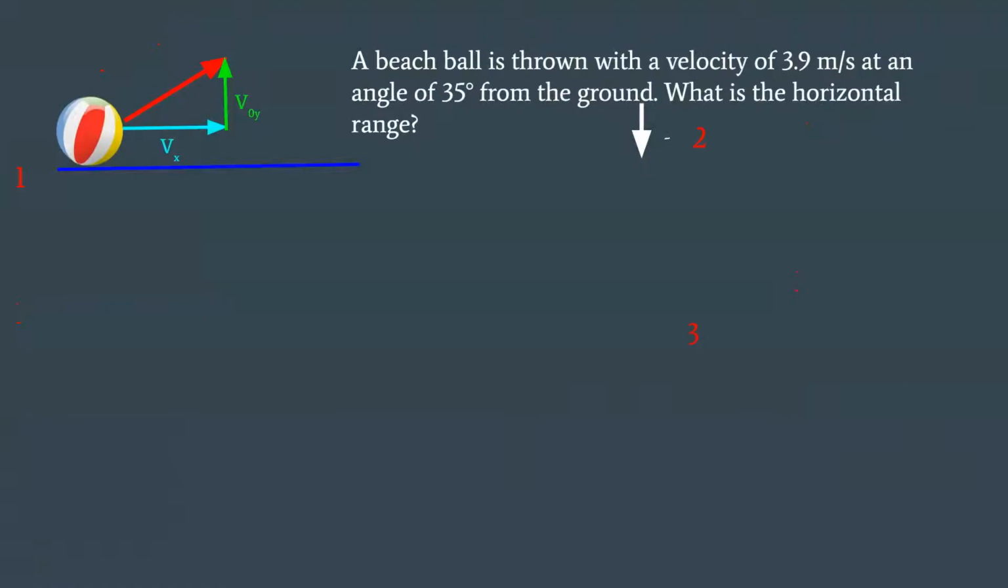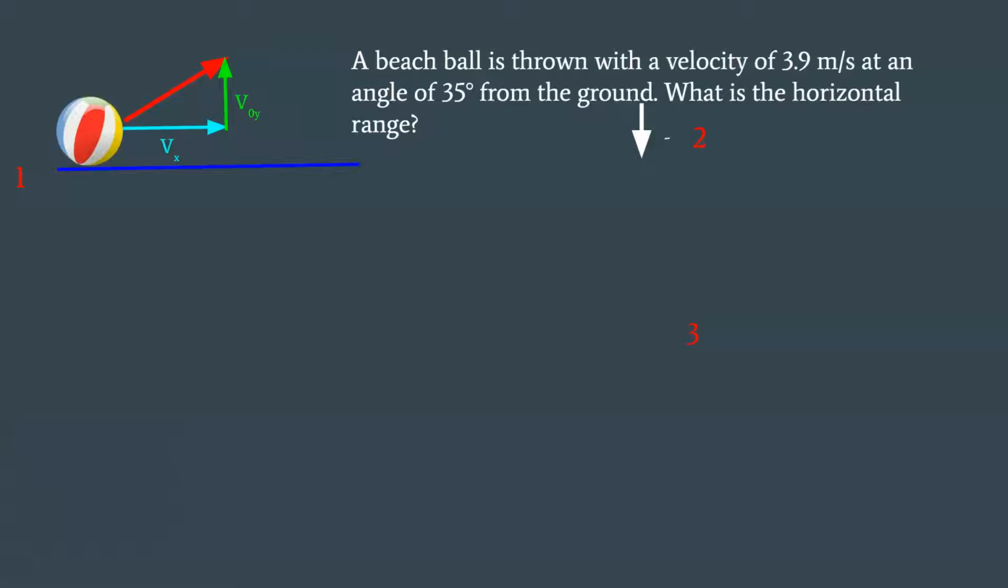Here we go. A beach ball is thrown with a velocity of 3.9 meters per second at an angle of 35 degrees from the ground. What is the horizontal range? How far did it go in the x direction? So we have to start first with our vector. We have a value of 3.9 meters per second at an angle of 35 degrees from the ground.